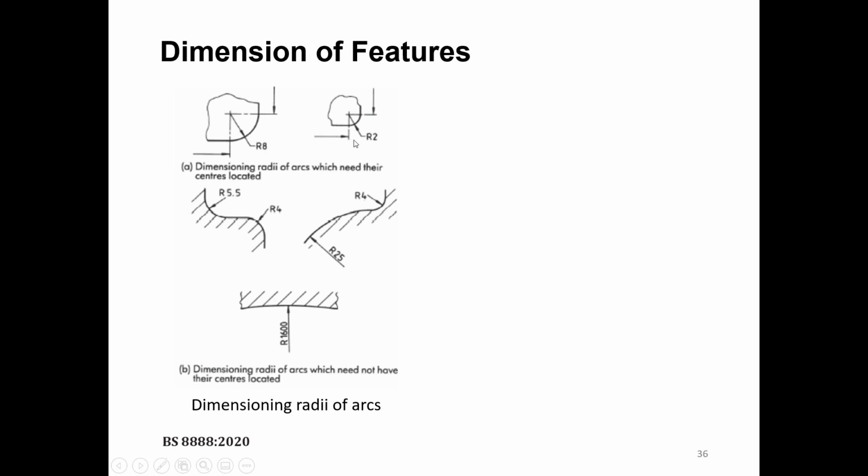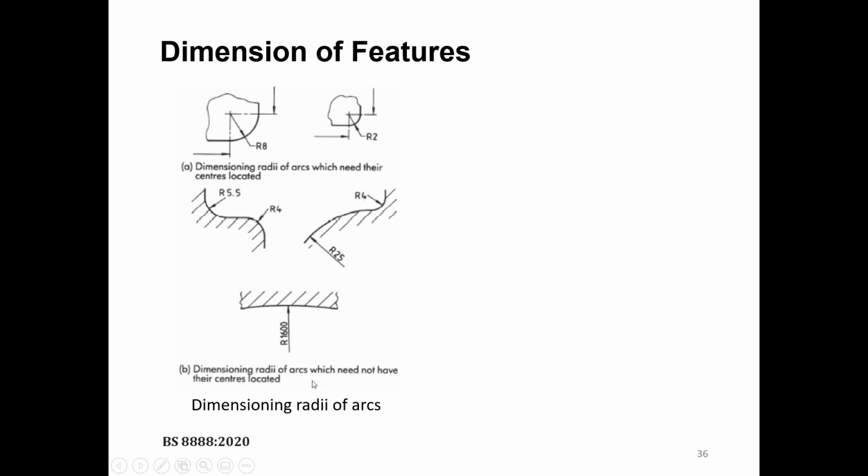The same is here, for example. The arrow could be coming from the center to the arc, and then you write it outside here, or the arrow can be like this, coming from outside. So either this or that one, they are both acceptable.